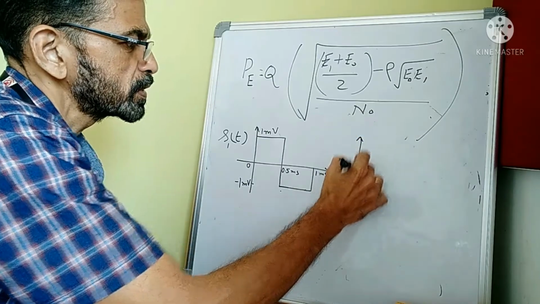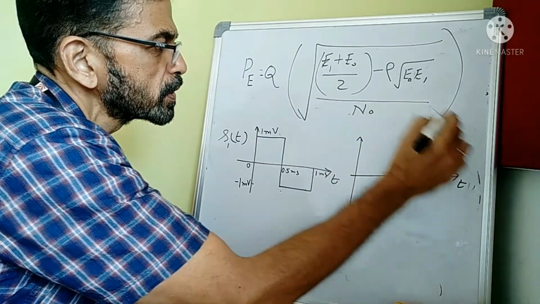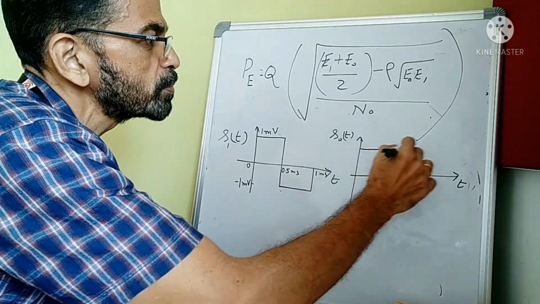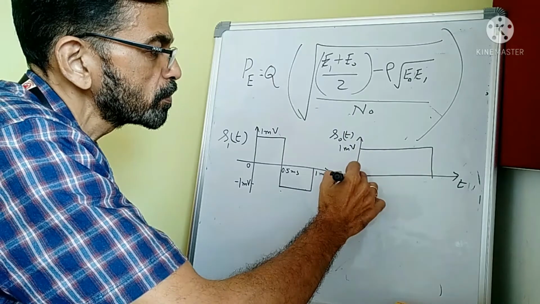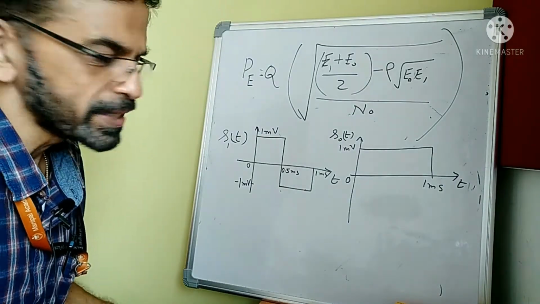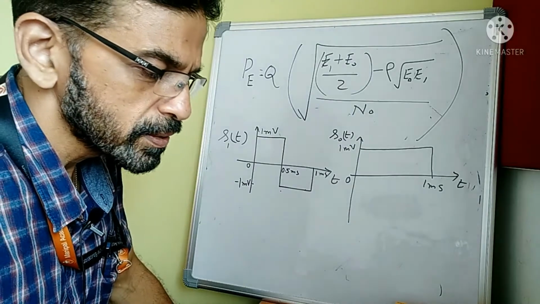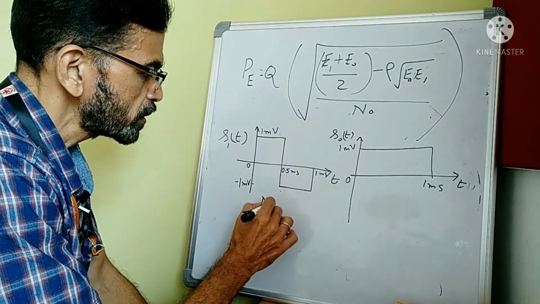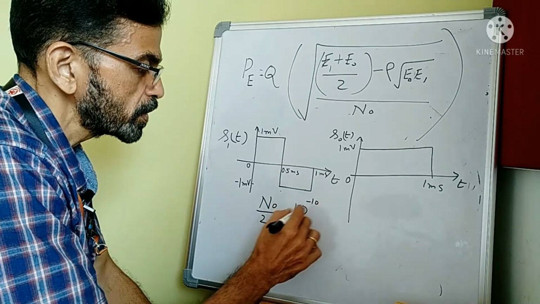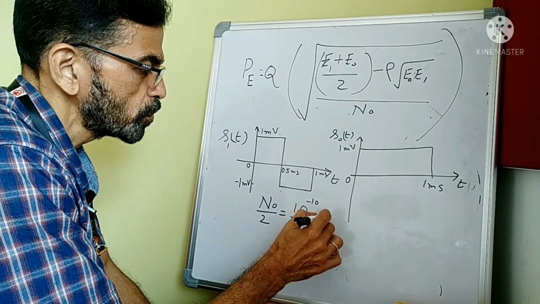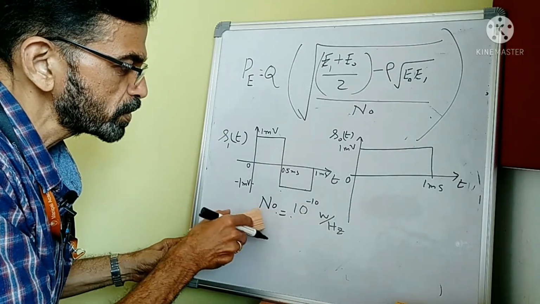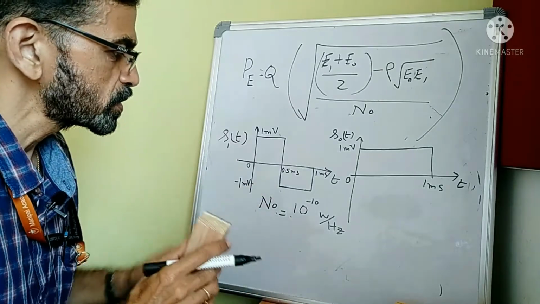And S0(t) is, say, 1 millivolt from 0 to 1 millisecond. So it stays flat at 1 millivolt from 0 to 1 millisecond. Let's say these are the two signals. And let's say that we are told that the two-sided power spectral density of additive white Gaussian noise is 10 power minus 10 by 2 watts per hertz, which means that, very simple, N0 is equal to 10 power minus 10 watts per hertz. So let's say that this is the given data.